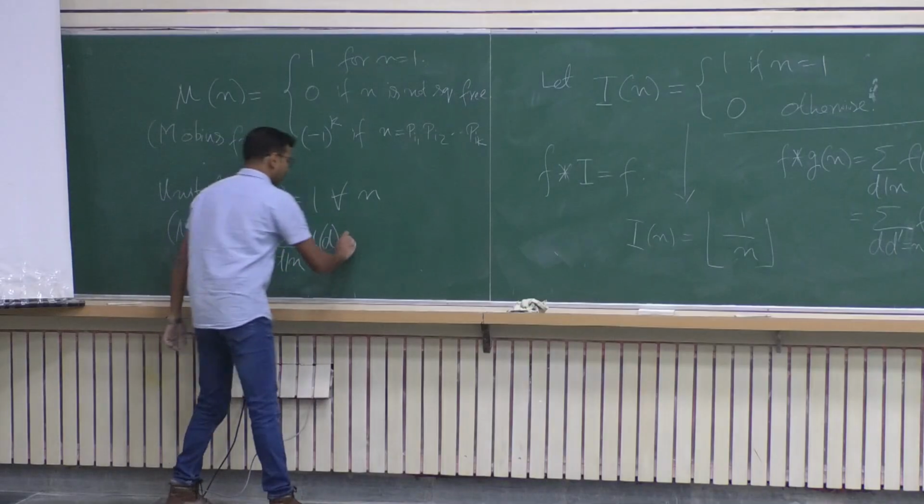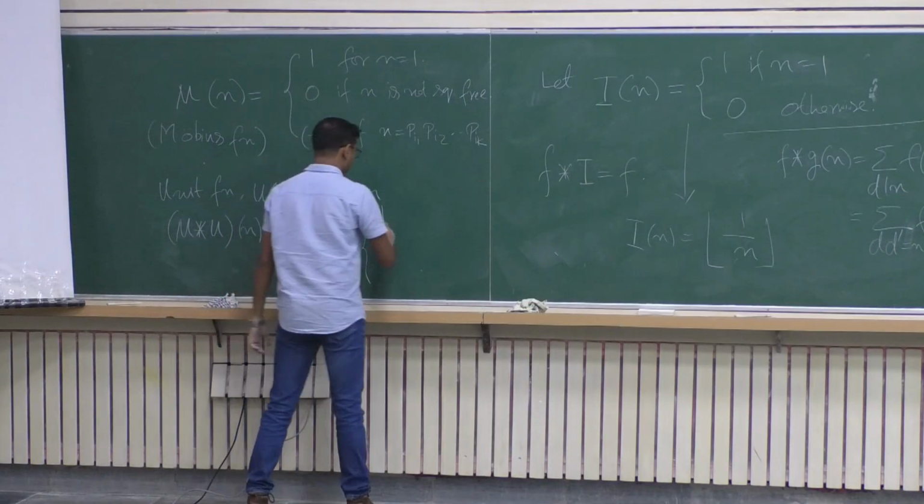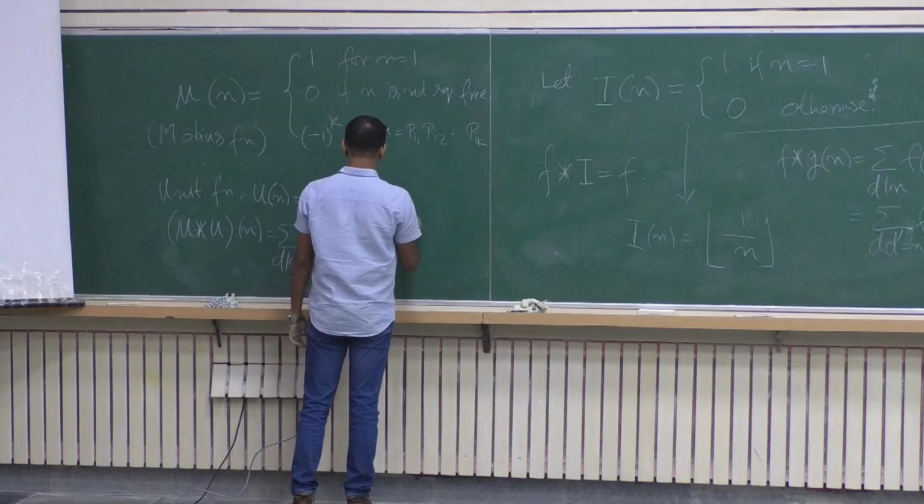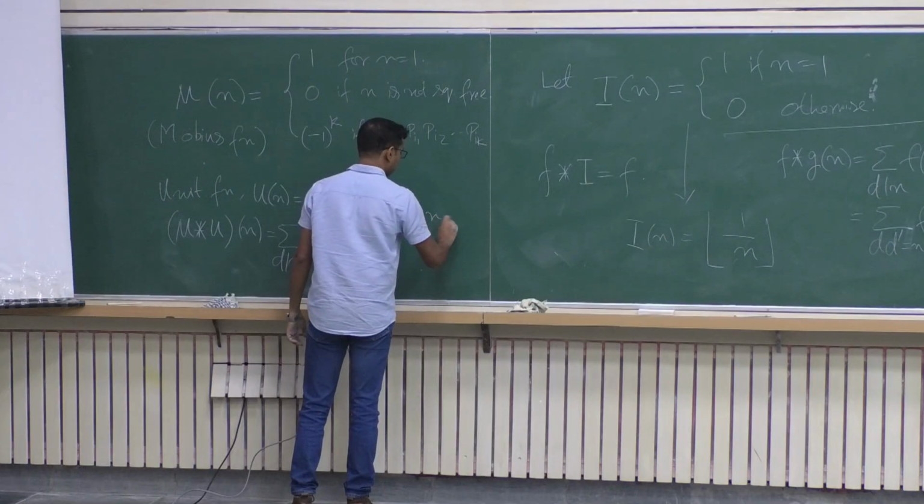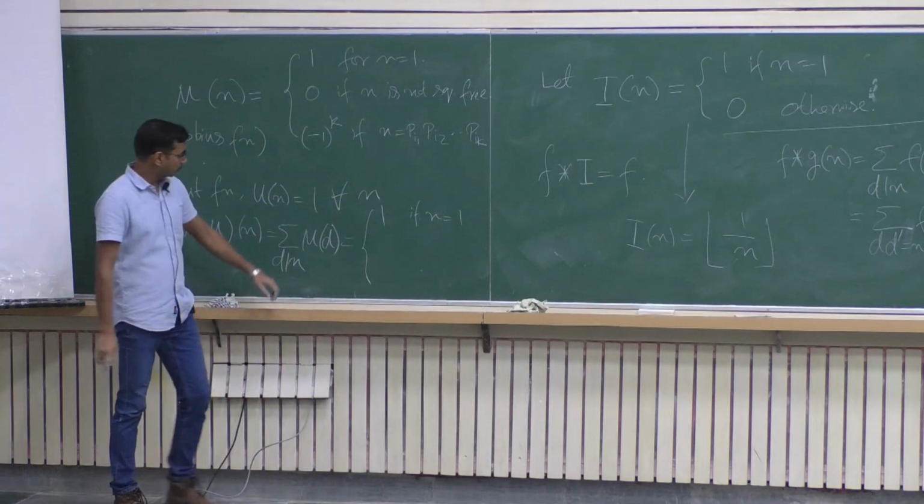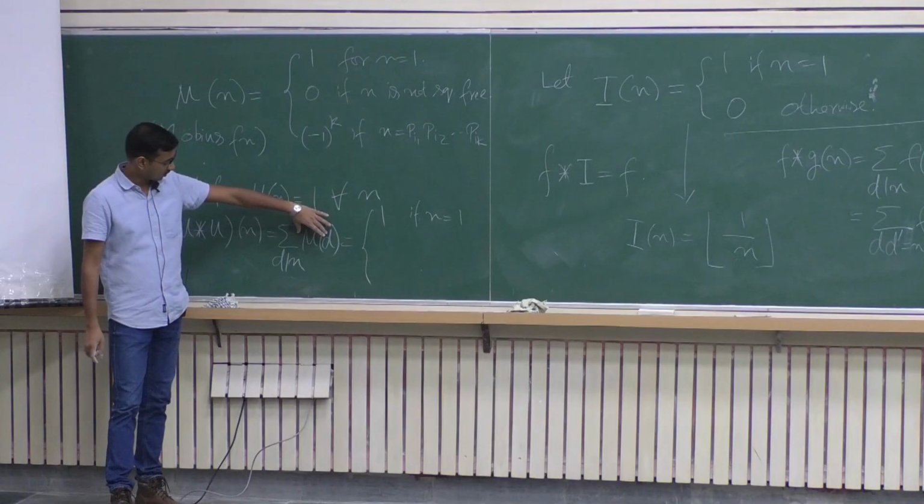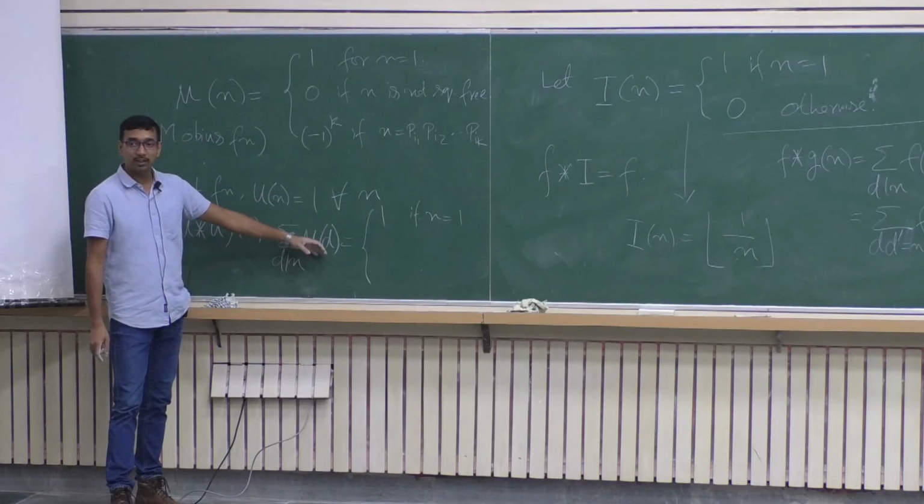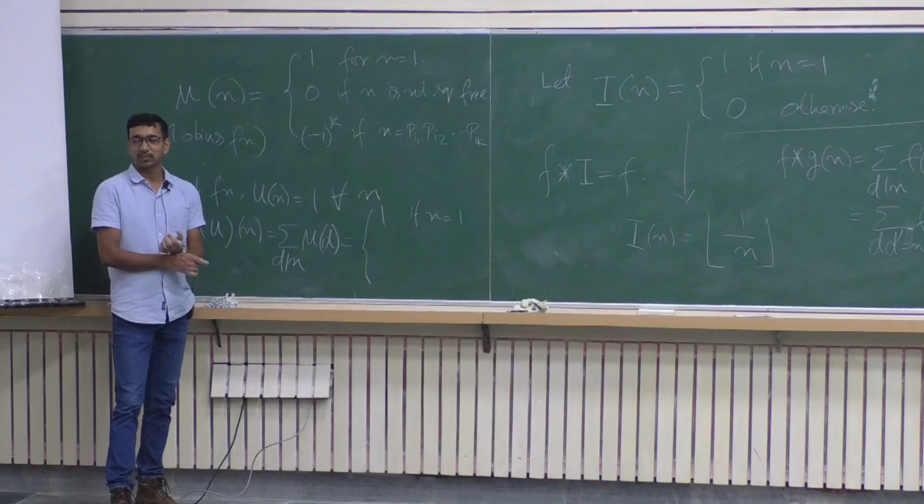So this claim is of course true, it's trivial, 1 if n is equal to 1. So all you require is to show that this sum of mu of d over d dividing n is 0 for n larger than 1. The question is why.